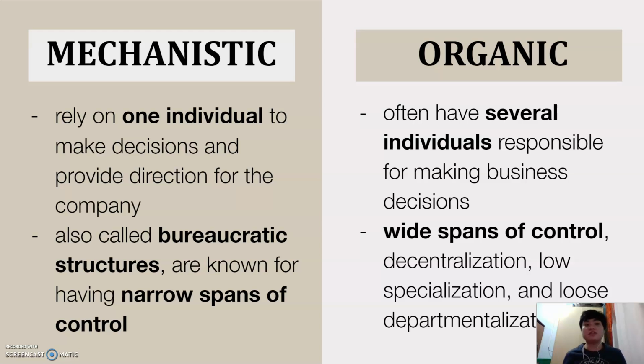So now we are going to discuss the difference between mechanistic versus organic organizational structure. Mechanistic org structures rely on one individual to make decisions and provide direction for the company. Small businesses often use this structure since the owner is responsible for the company's business operations. Organic org structures often have several individuals responsible for making business decisions and running the business. This organization relies on a team environment at different levels in the business. Individuals at each level in the business may have some autonomy to make business decisions.